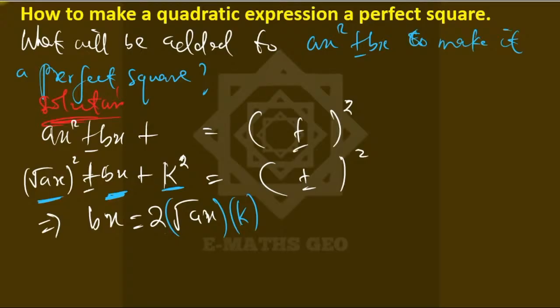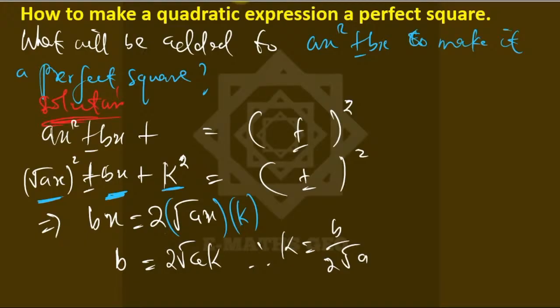With that, we form an equation and solve for the unknown, which is k. Once we get k, we square it, and that's the answer. As you can see, x is common, so we cancel out x. We now have 2 root a k. Therefore, solving for k, k is b over 2 root a. So this implies that k squared, squaring both sides, is b squared over 4 a.